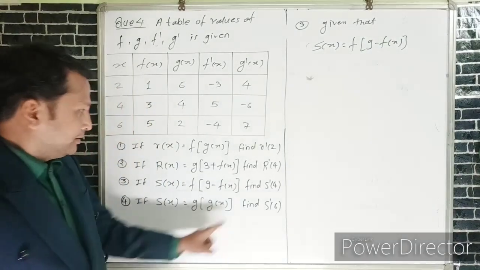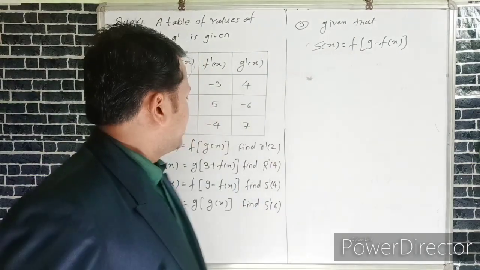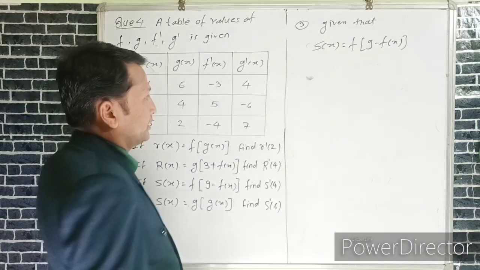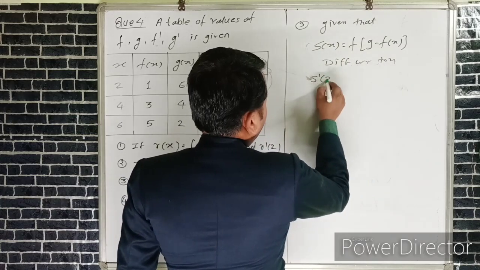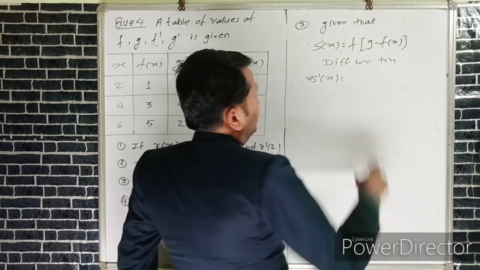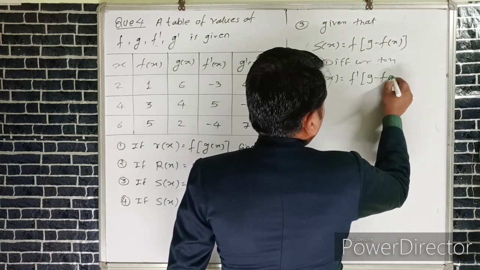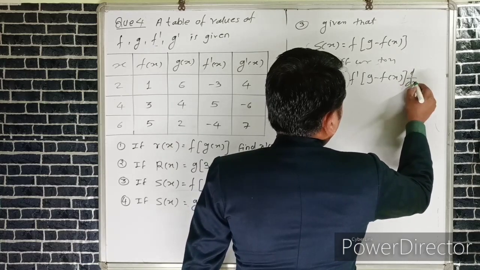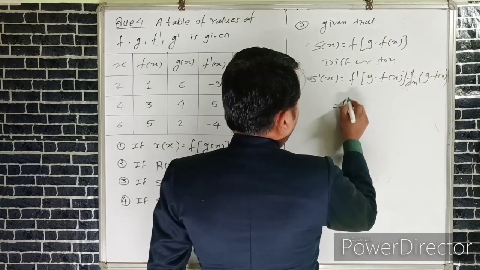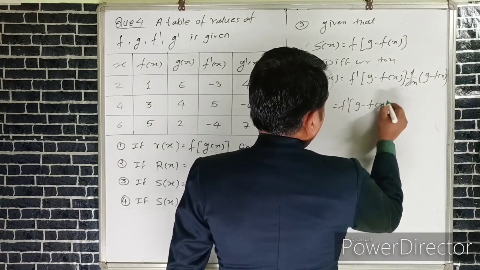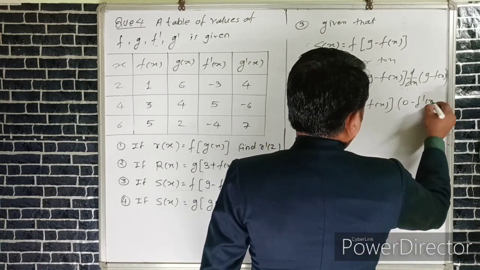After that, we have to find the value of h dash of 4. Here, given that s of x is equal to f of 9 minus f of x. If we differentiate with respect to x, then we get s dash of x. If we take the derivative of f of 9 minus f of x, then we get f dash of 9 minus f of x, and we again take the derivative of 9 minus f of x. Here f dash of 9 minus f of x as it is, and the derivative of 9 is 0 minus the derivative of f of x, which is f dash of x.